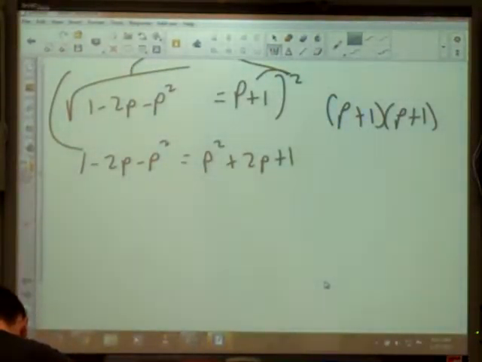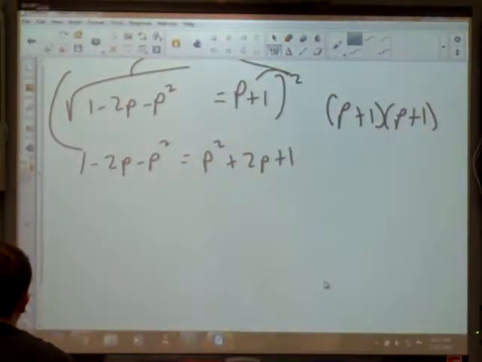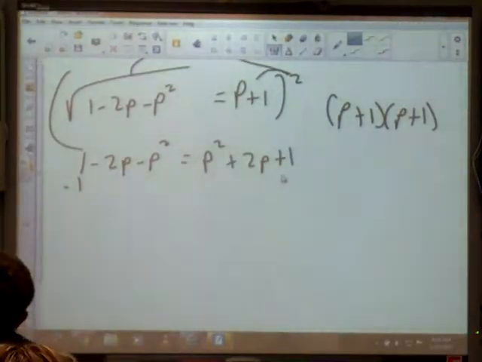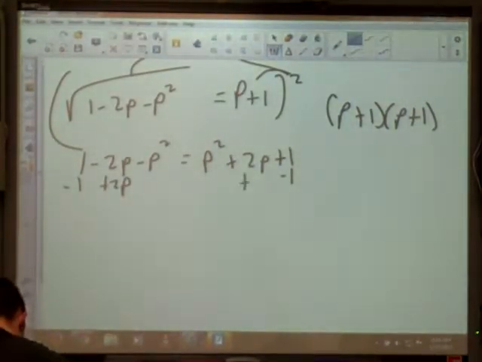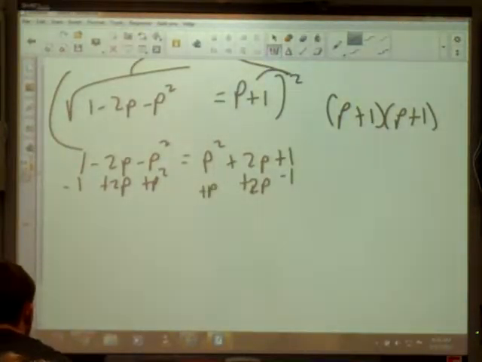Okay. Now, this one is cool. I kind of like this one a little bit. I need to set it equal to 0, so you can move stuff on whichever side you want. I'm going to get rid of the stuff on the left because a lot of that's being subtracted, and I like to add. But the 1, I'll have to subtract it. Subtract 1 from itself and its buddy. 2p is being subtracted, so I'm going to add 2p to itself and its buddy. P squared is being subtracted, so I'm going to add p squared to itself and to its buddy.